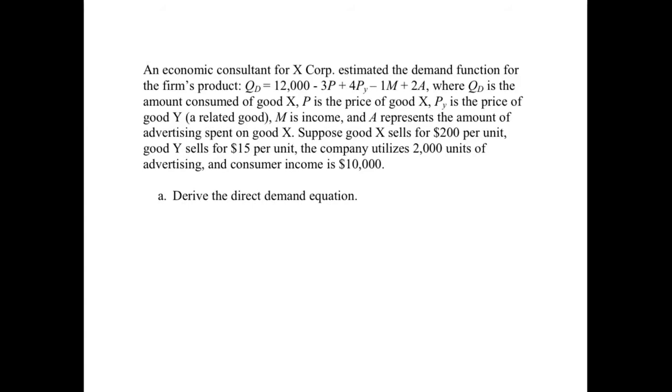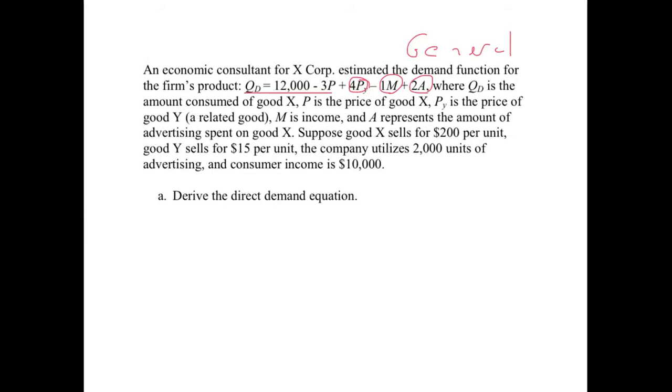Now what we have here is a general demand equation or general demand function, and what makes this general is essentially what we have is a direct demand equation with the addition of one or more shift parameters. In this case, we have the price of a related good, we have income and advertising, which are all shift parameters for demand. So a general demand equation is basically a direct demand with one or more shift parameters.